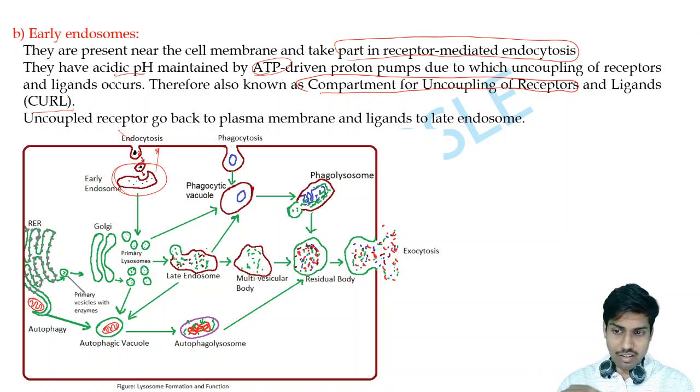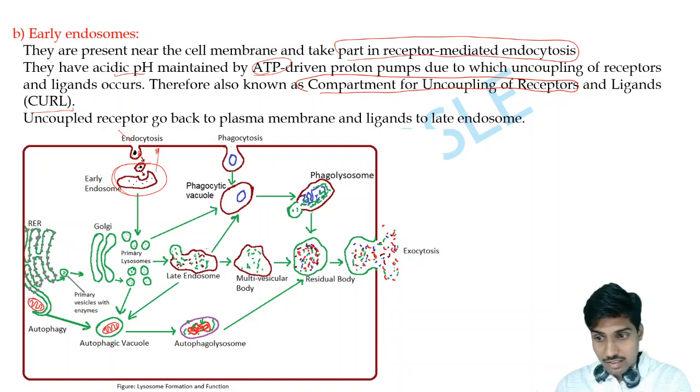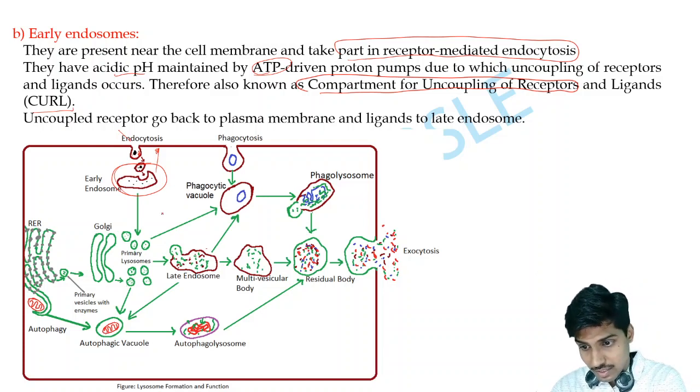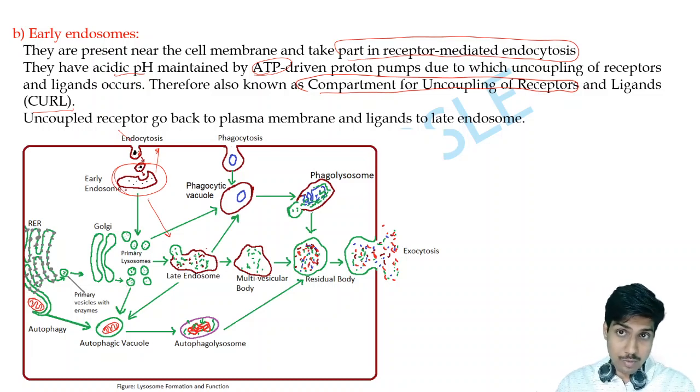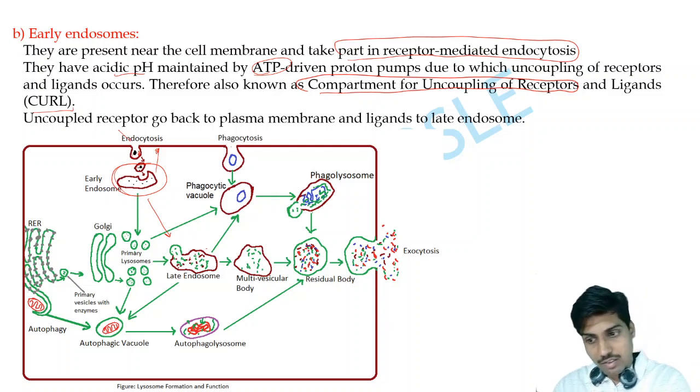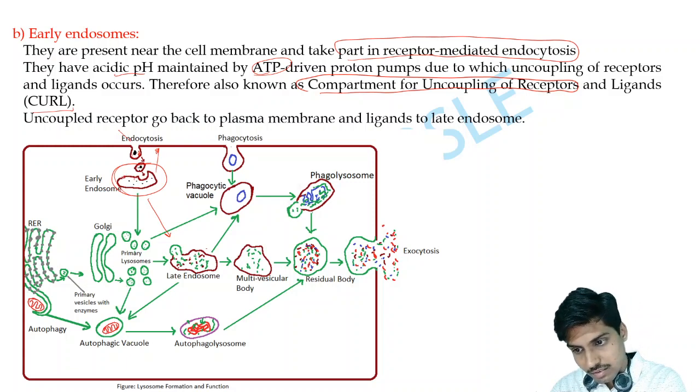Okay, so the uncoupled receptors go back to the plasma membrane and the ligands go to the late endosome. Whatever endocytosed ligands are there are then transferred towards the late endosome, after the early endosome comes into contact with the primary lysosome. But the remaining receptors are transferred back to the plasma membrane.